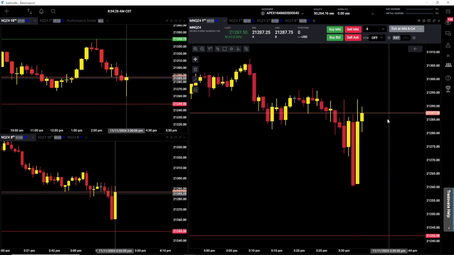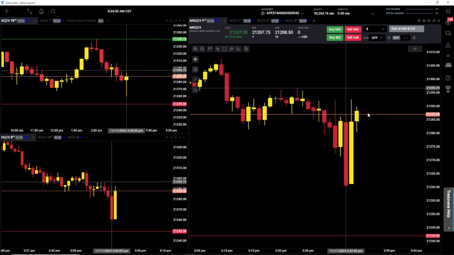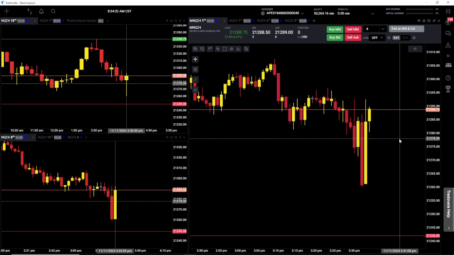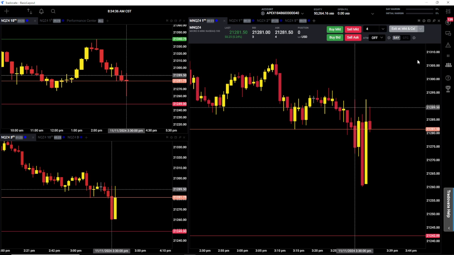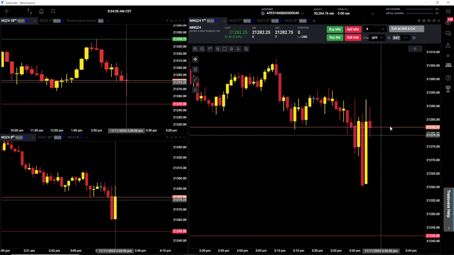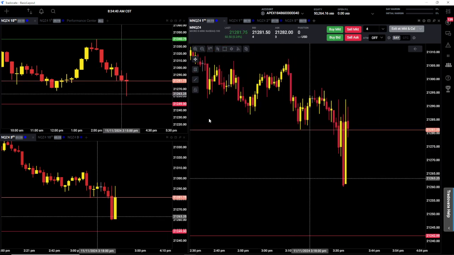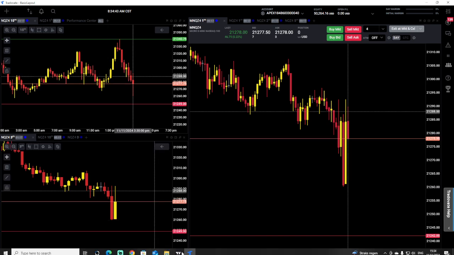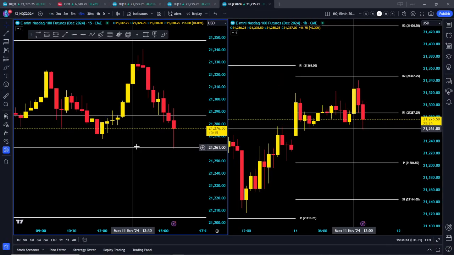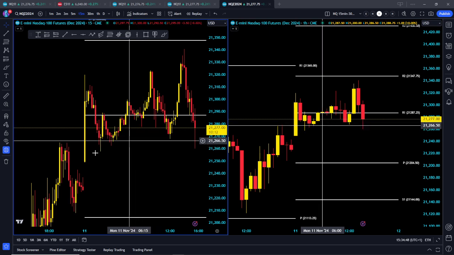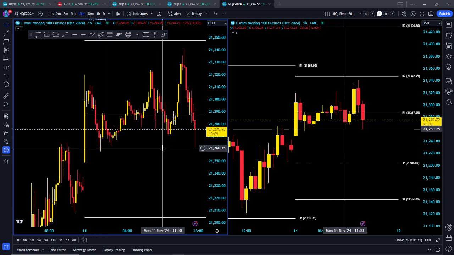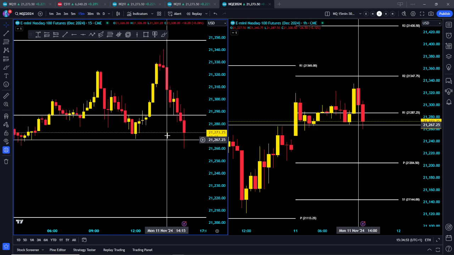As much as I want to get long at the 85s, I don't think it's a practical reason to do so. There's just no structure and there's no reason for us to take a trade right now. Let's go to the 50-minute chart here. We ran on this previous support area. We ran this liquidity all the way down to the 260s and we bounced.